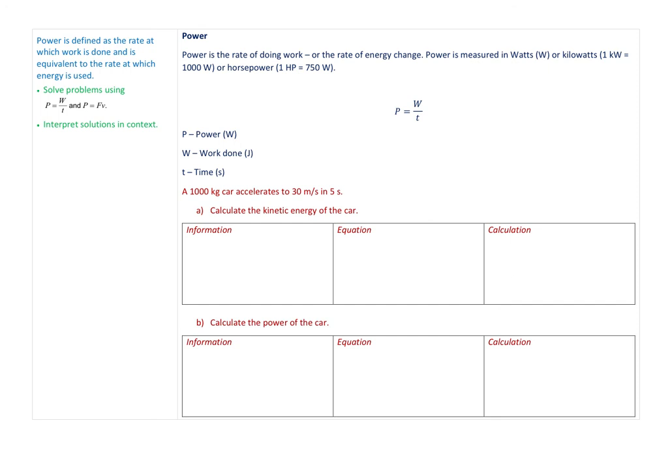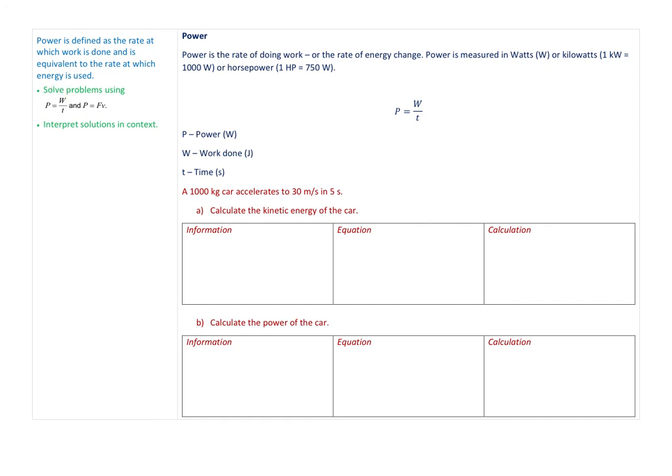Power is defined as the rate at which work is done and is equivalent to the rate at which energy is used. So power is the rate of doing work, or the rate of energy loss or energy gain, depending on which one you're talking about. If you're talking about energy loss, it's the rate that your fuel tank loses energy. If you're talking about your car, you're talking about the rate that your car gains kinetic energy. We're not going to worry about the second formula here.